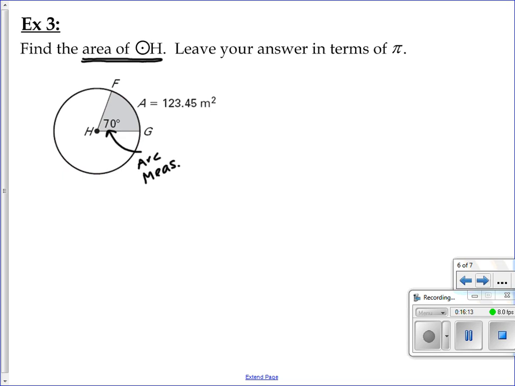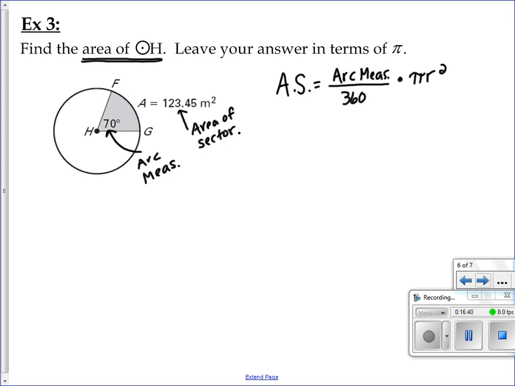And we've been given area of the shaded part. So area of the sector. It's not the area of the whole circle because that's what we're trying to find. So we're still going to use area of sector equals arc measure over 360 times pi radius squared. We're just going to use it a little differently. We know the area of the sector. So this is 123.45. We know the arc measure is 70.